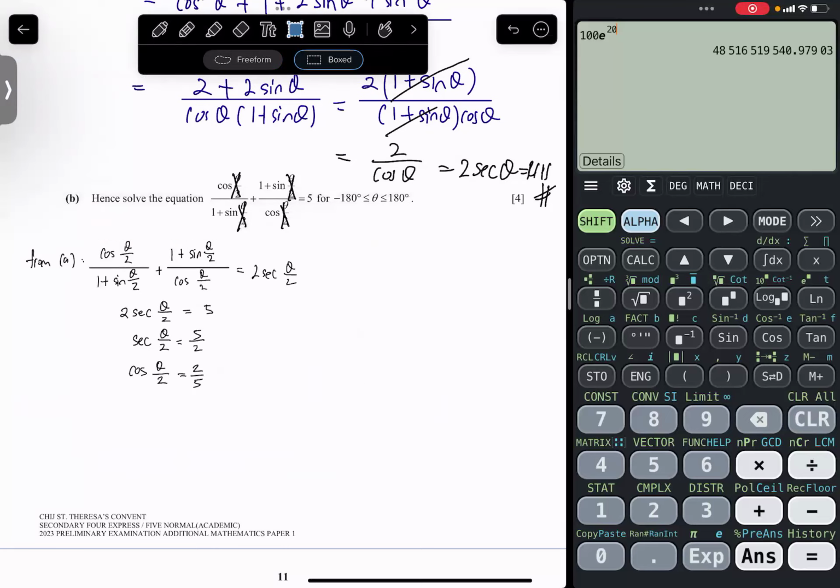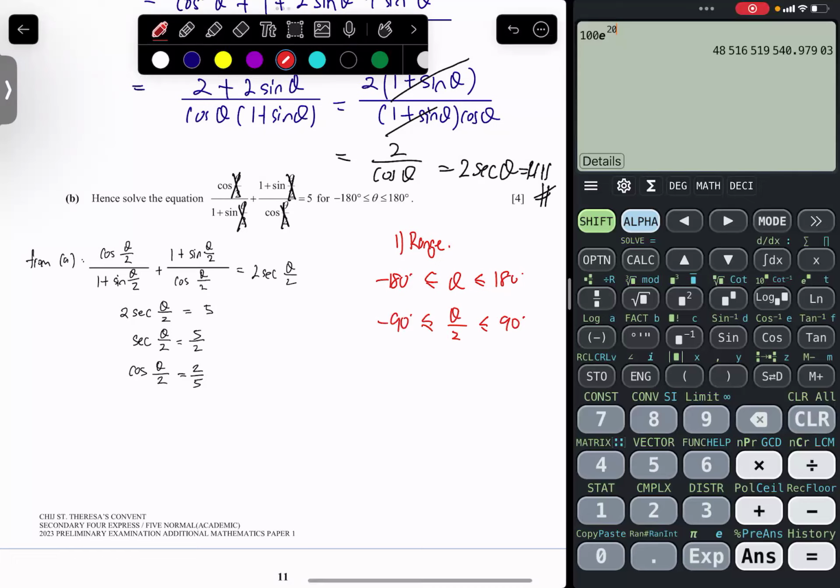Okay, I'm ready to solve. So once I'm ready to solve, I need to consider 3 things. Number 1, range. Theta is in between 180 to negative 180, so that means theta over 2 would be 90 degrees to negative 90 degrees. Now, 90 degrees to negative 90 degrees actually just means that we have answers in quadrant 1 and quadrant 4, as in the range. It's only quadrant 1 and quadrant 4. We don't consider outside of it.